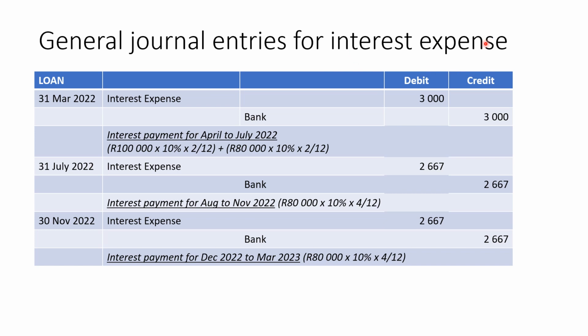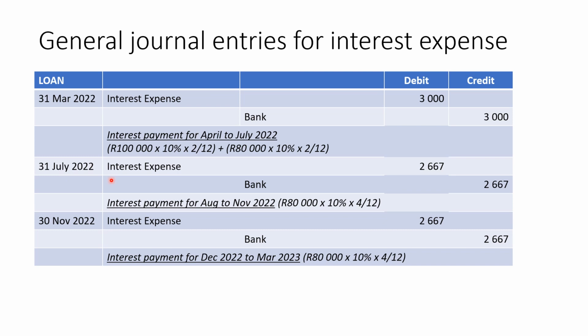So if we're dealing with a loan and interest expense, on the 31st of March, we'll be paying interest for April to July. So for April and May, the balance is 100,000. Interest is on 100,000 for 2 months. Then for June and July, the balance reduces to 80,000. So that's for 2 months. So if we add those two amounts together, the interest expense is 3,000 for April to July.